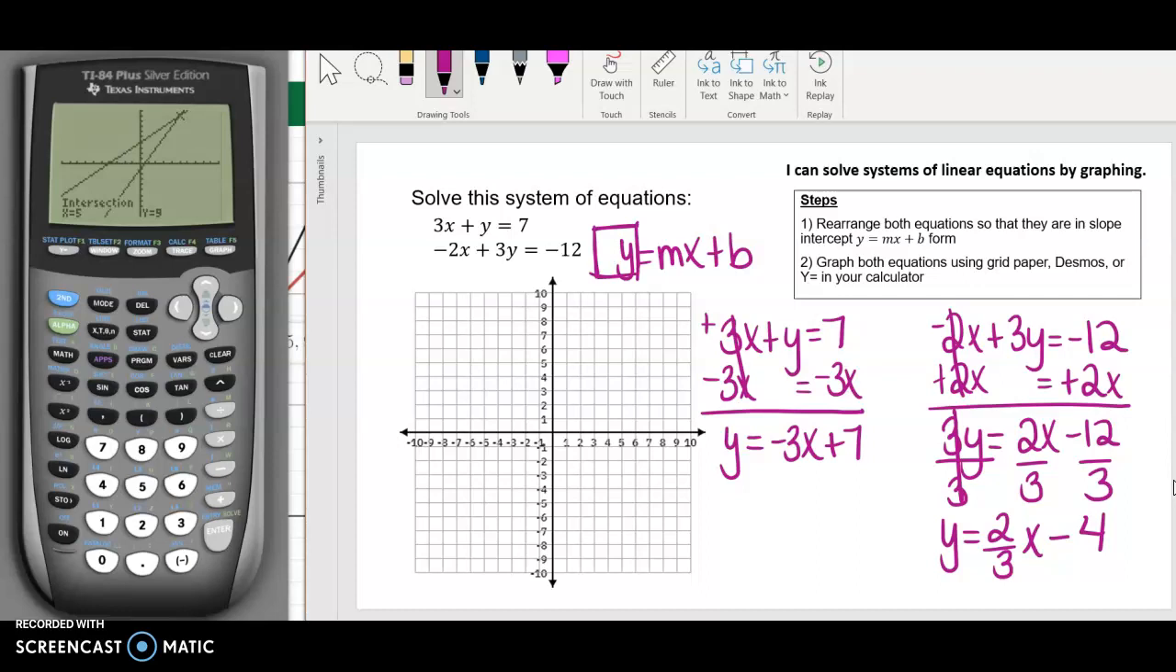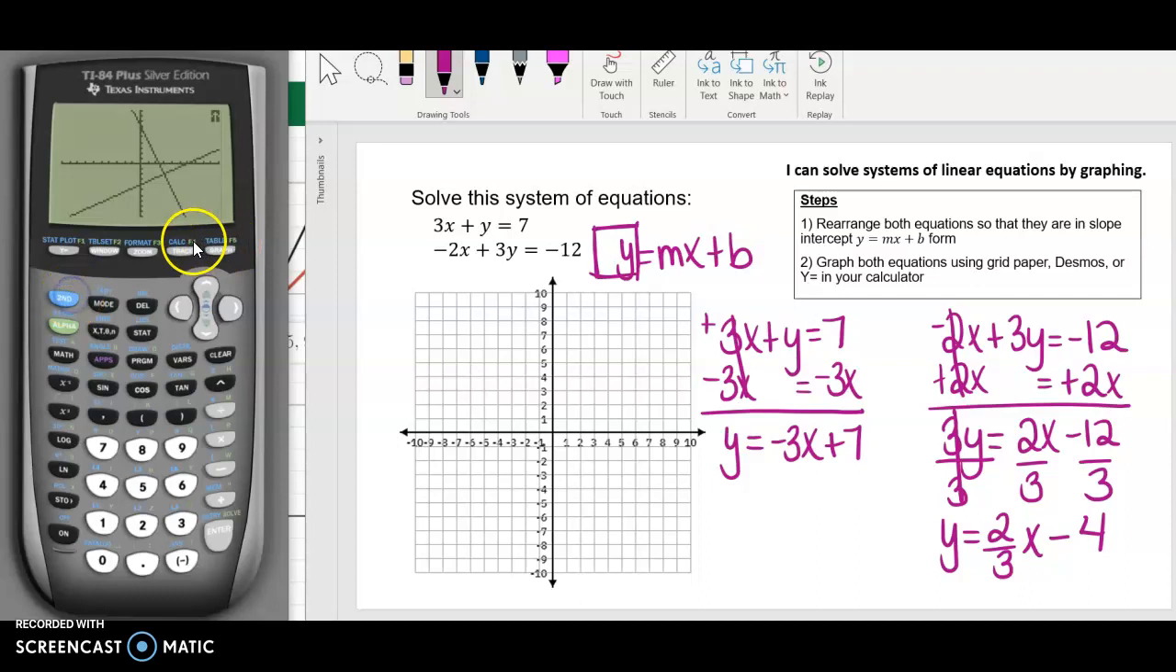So now I'm going to show you how to do this on your calculator. So I'm going to go to y equals, I'm going to clear what I have and I'm going to enter both of these equations. So negative 3x plus 7, hit enter, and then we have 2/3 x minus 4. And then when we click graph, we can see the intersection point, but we can also have our calculator figure it out for us, right?